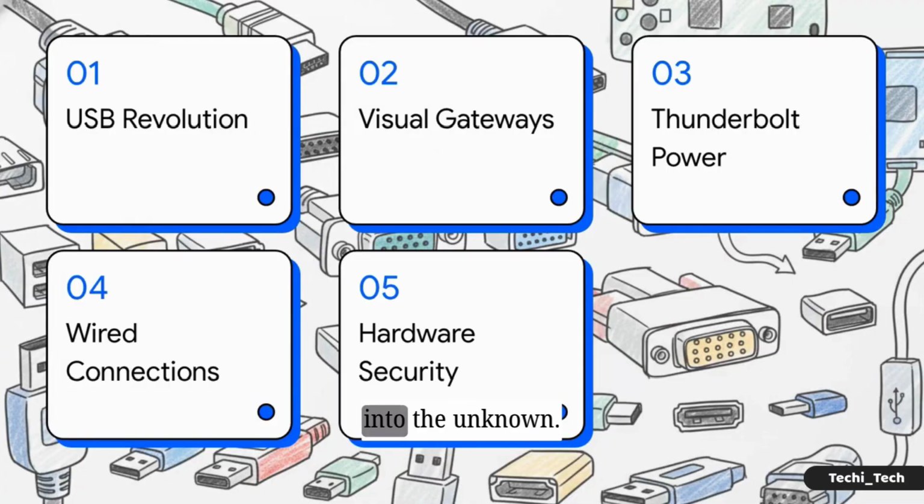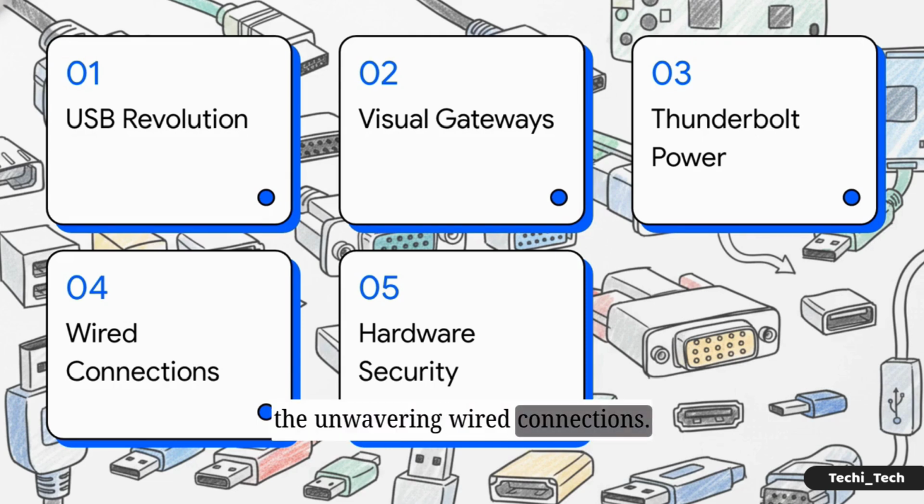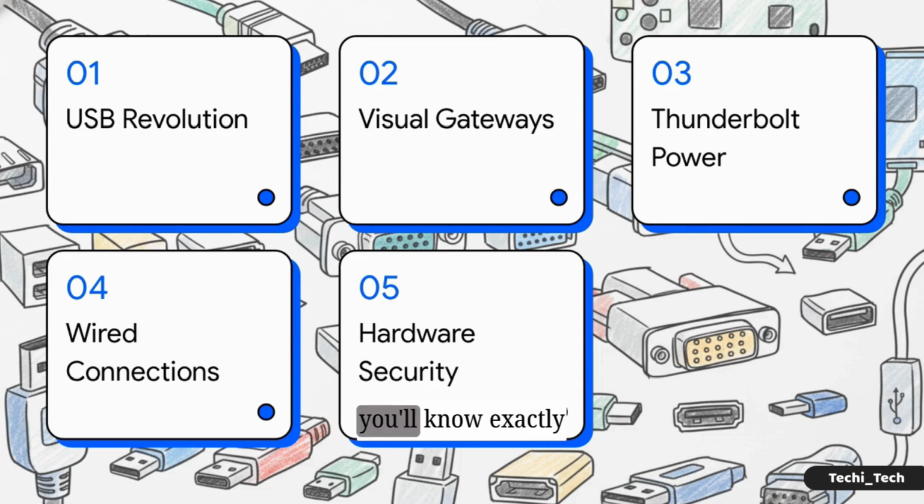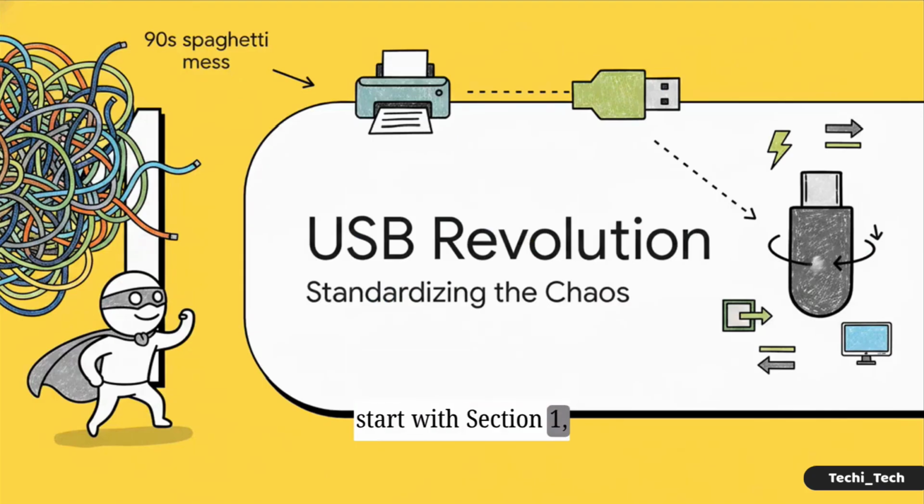So here is our map into the unknown. First, the universal USB revolution. Second, the evolution of visual gateways. Third, Thunderbolt, premium power. Fourth, the unwavering wired connections. And finally, physical hardware security. By the end of this journey, you'll know exactly what every single port does and why it's absolutely crucial to your setup in 2025. Let's start with Section 1, the Universal USB Revolution, standardizing the chaos.